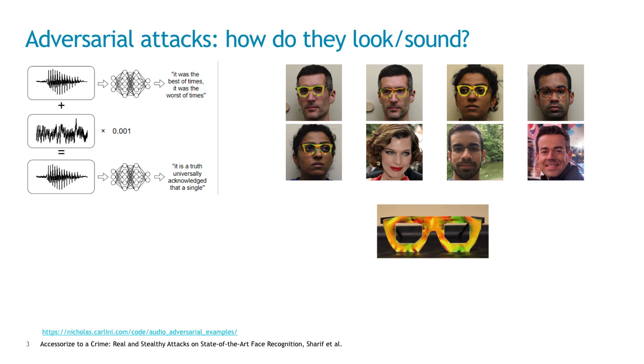Another scenario we have here is a scenario of impersonation. We have this work done by Sharif et al., where the attacker, by wearing these glasses, can impersonate other people, targeted people, or just completely change the confidence of the predicted model, going from 90% to 0.1, for example.